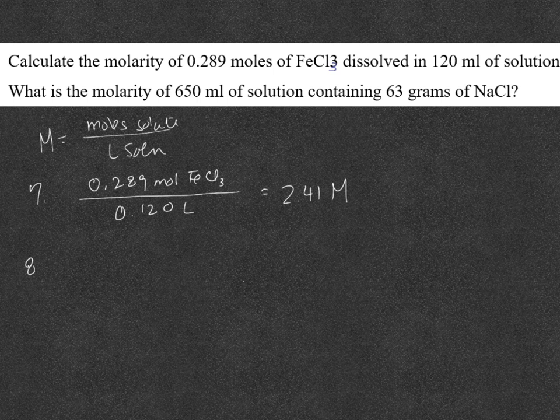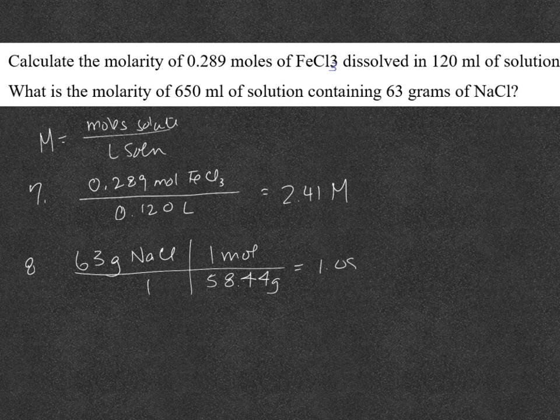Number 8, what is the molarity of 650 milliliters of solution containing 63 grams of NaCl? The 650 milliliters, that's our volume that's going to go on the bottom. I have to convert 63 grams of NaCl to moles. So 1 mole of NaCl has a molar mass of 58.44 grams. And I get 1.08 moles.